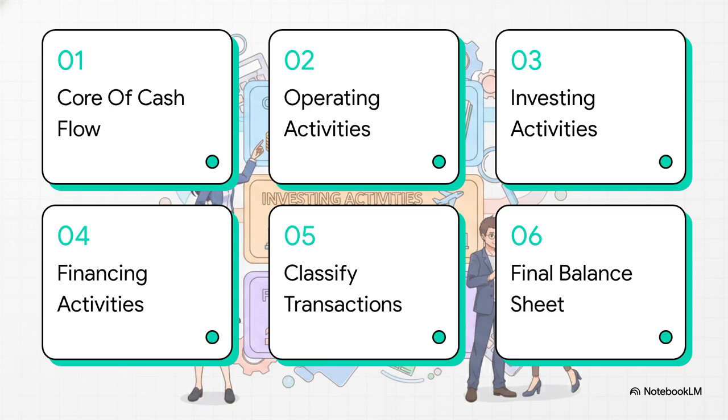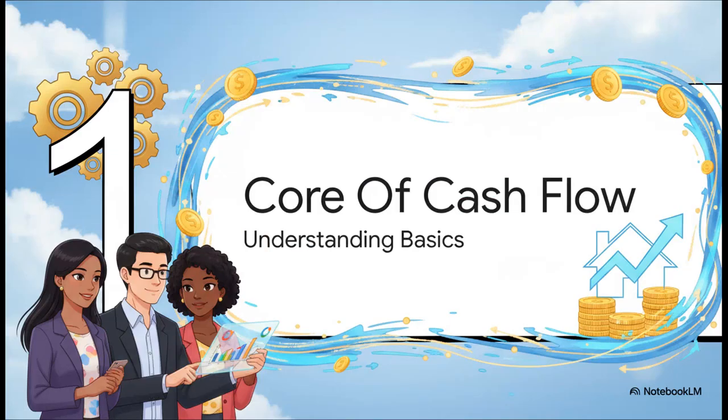So here's how we're going to unravel this mystery today. We'll start with the core of cash flow, move into operating, investing, and financing activities, then classify some real transactions, and finally, wrap it all up with a final balance sheet. All right, Section 1, the core of cash flow.